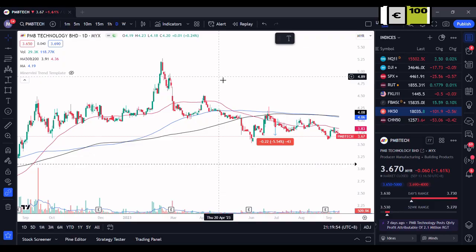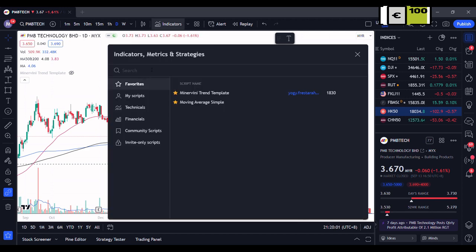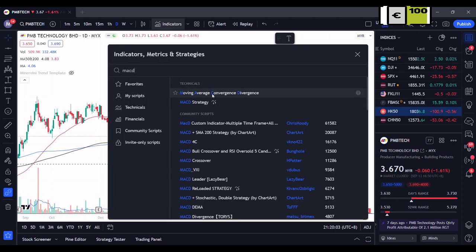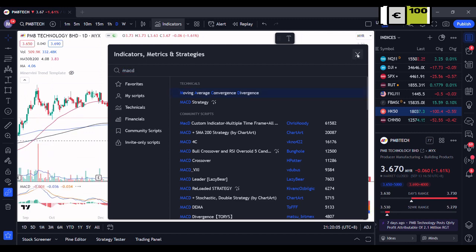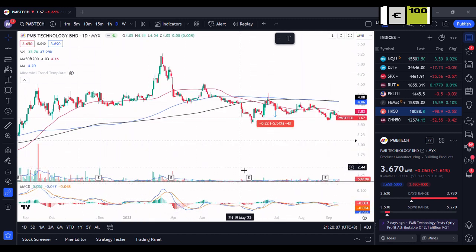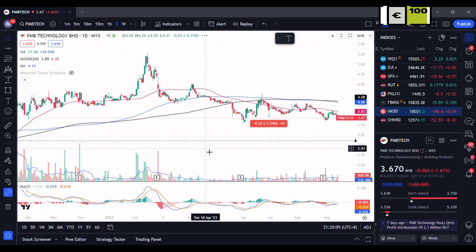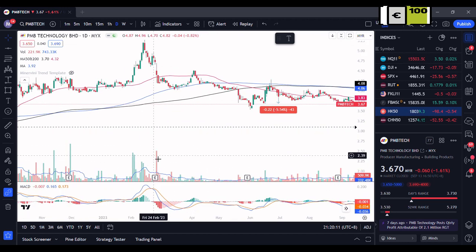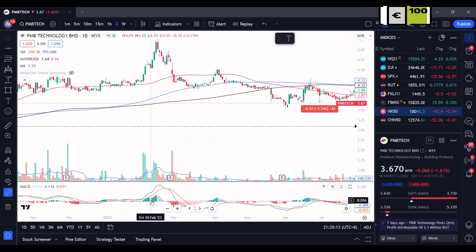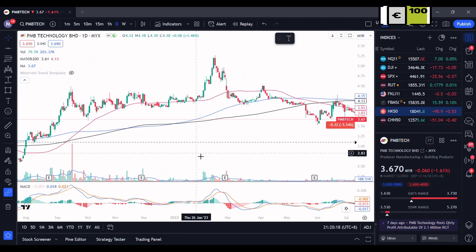So this is the TradingView app. On the indicator side, you just type MACD and this will appear. You just click it and it will automatically appear at the bottom of the chart. Some of you may be wondering about the volume over here. It's actually the strength of the movement.